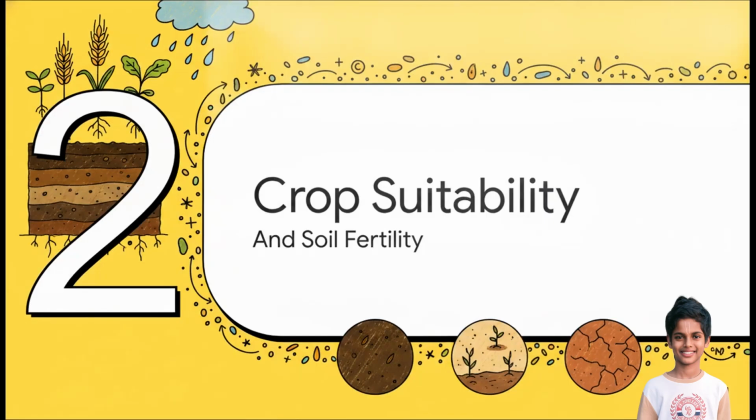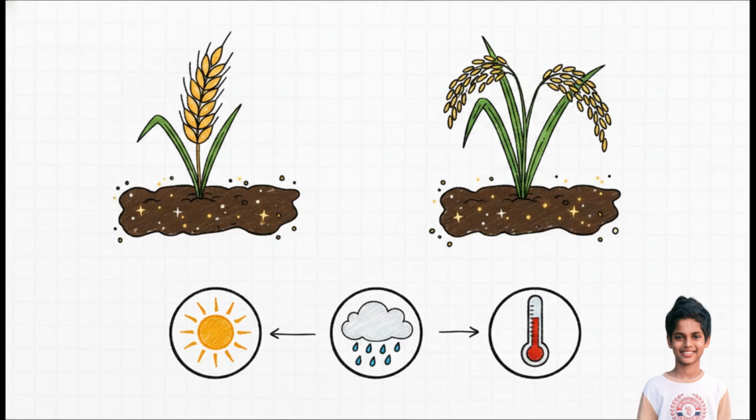All right, moving swiftly on to Section 2, crop suitability and fertility. Let's see how all of this applies to Indian agriculture. You need to memorize these specific states. Wheat is largely grown in Punjab, Uttar Pradesh, and Haryana. Rice, that's massive in Punjab, Andhra Pradesh, and Uttar Pradesh. Why these places?